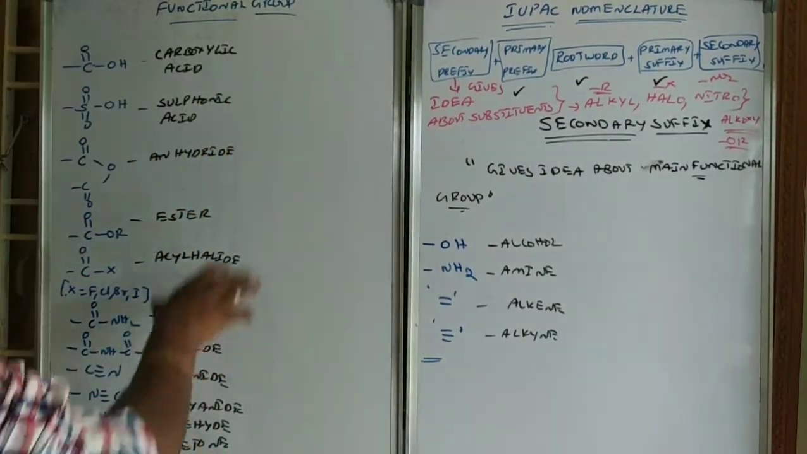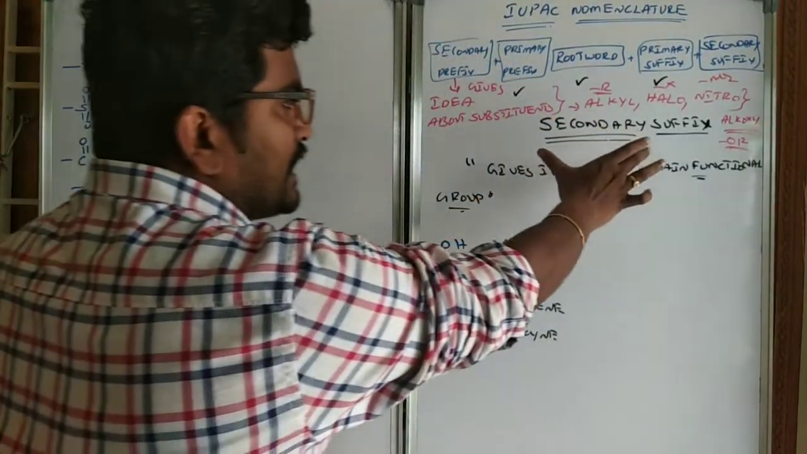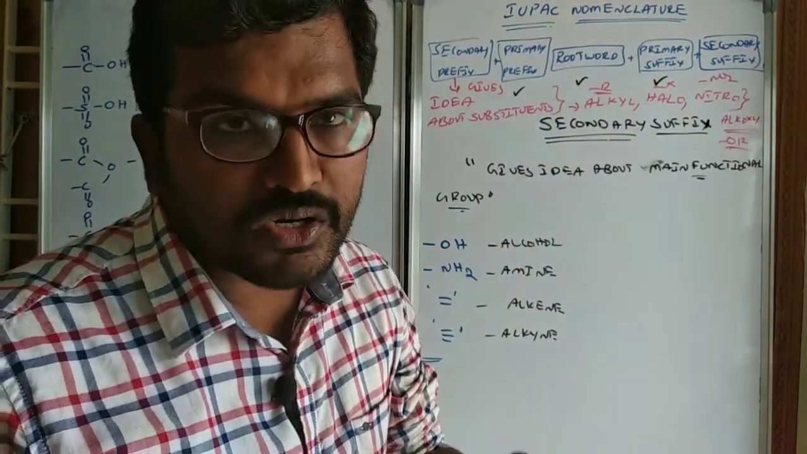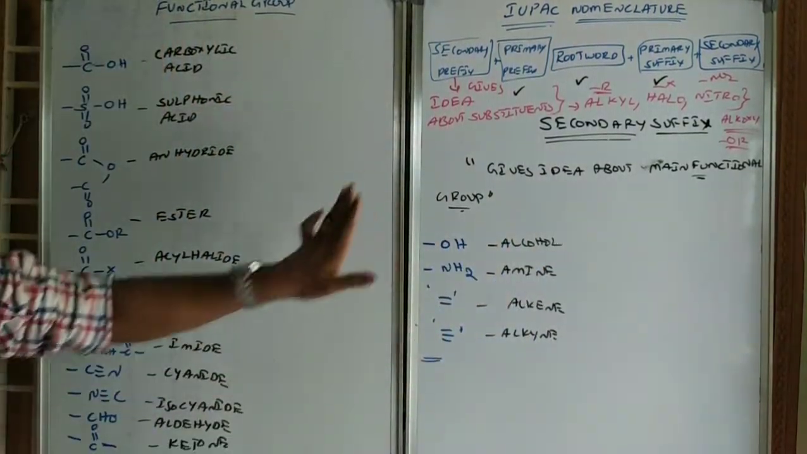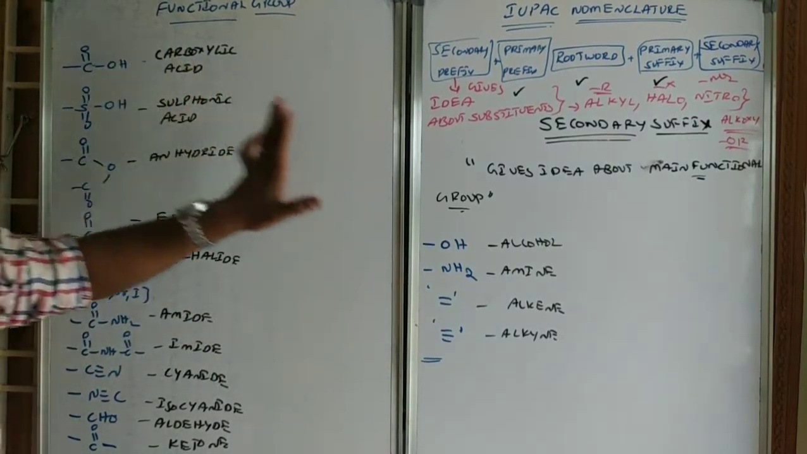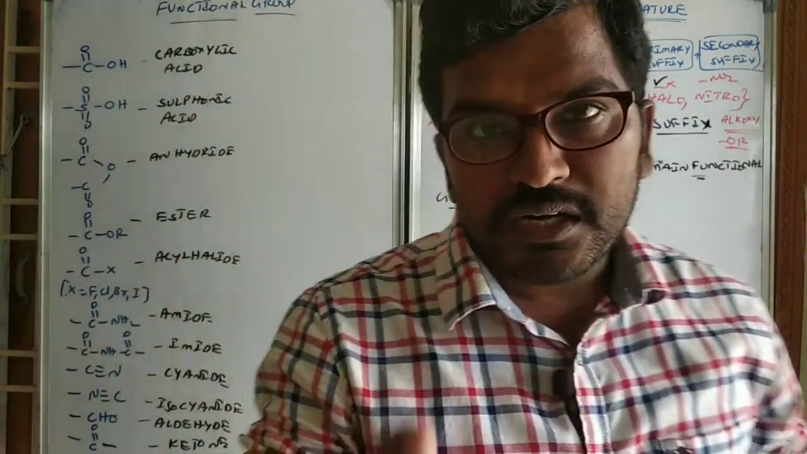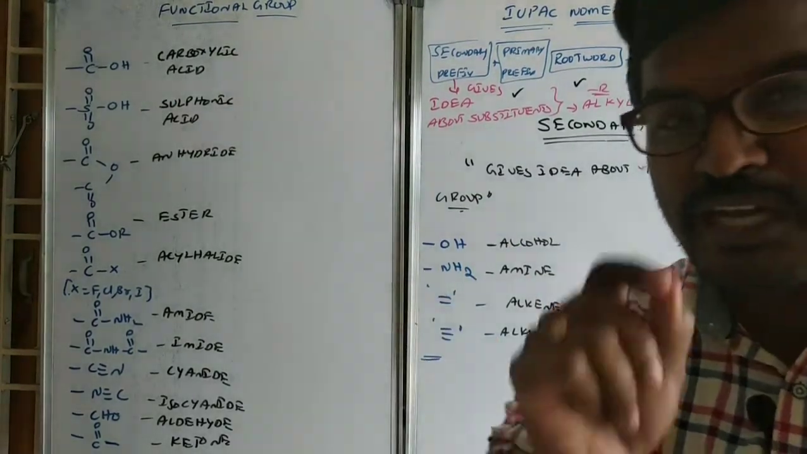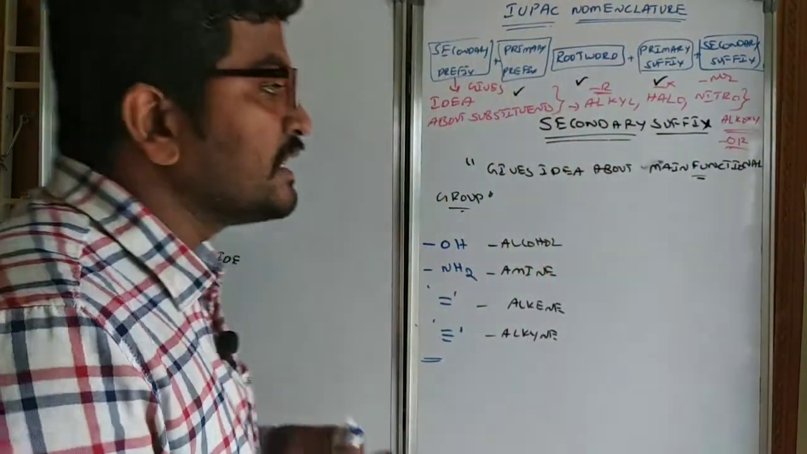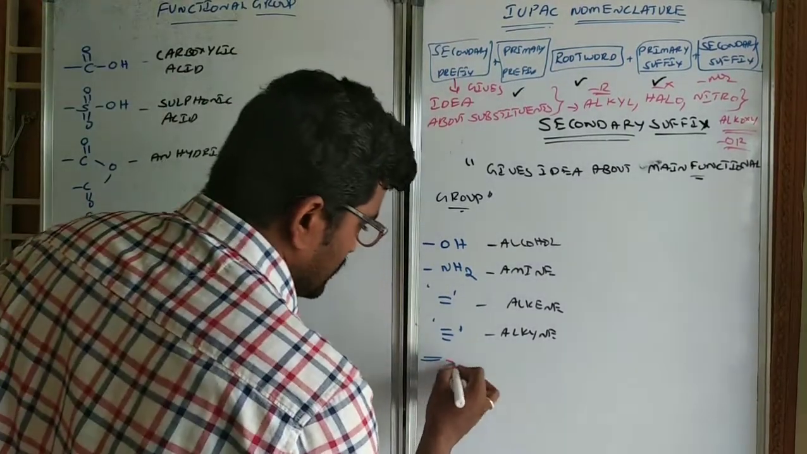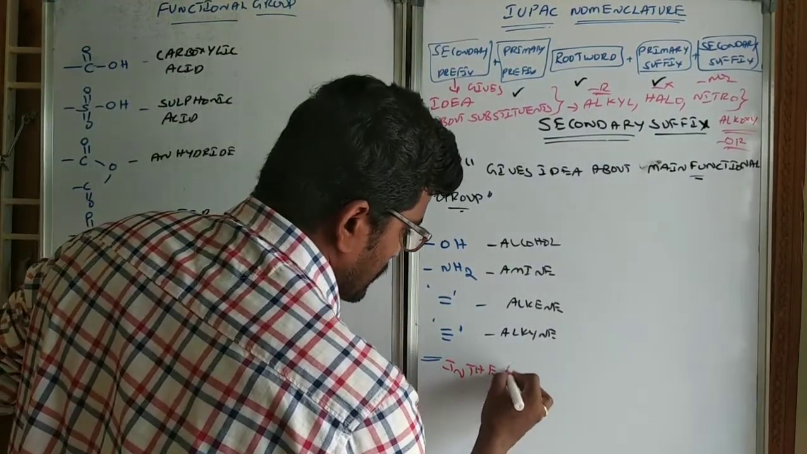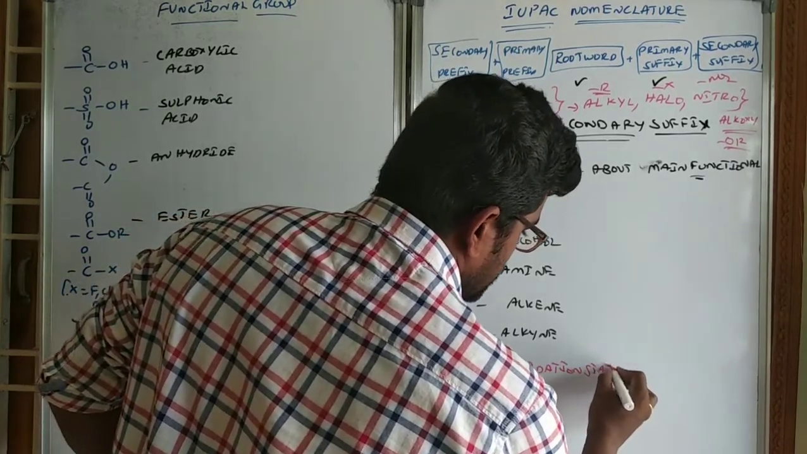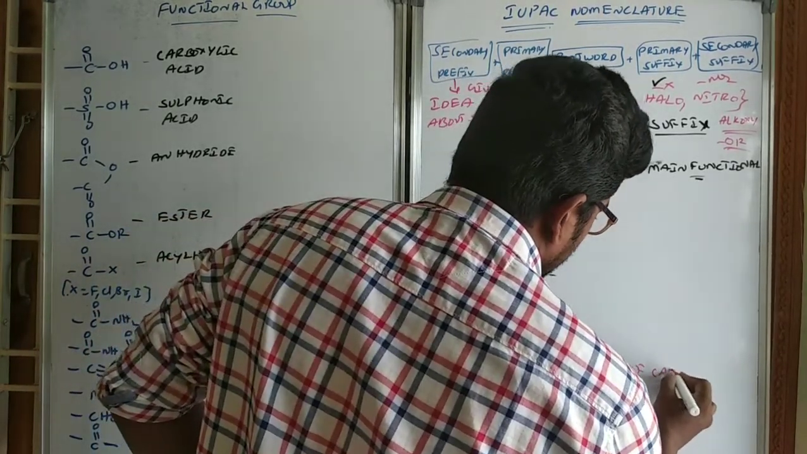Right. Now let us see how to identify the secondary prefix and how to give priority order. This is the priority order given by IUPAC. You have to remember this priority order as it is. But I can tell you one small technique. These are arranged in the oxidation state of the carbon atom.